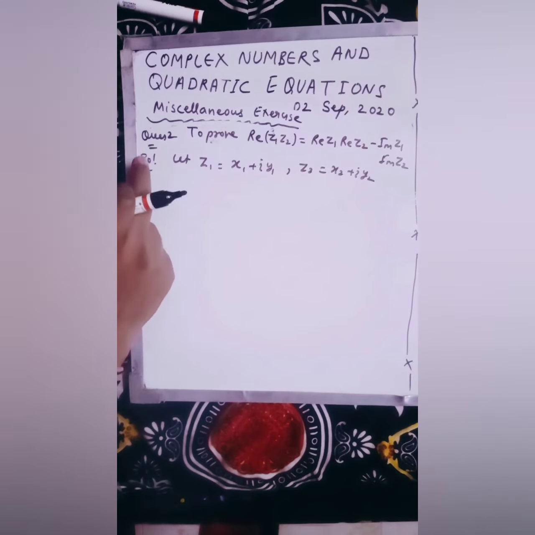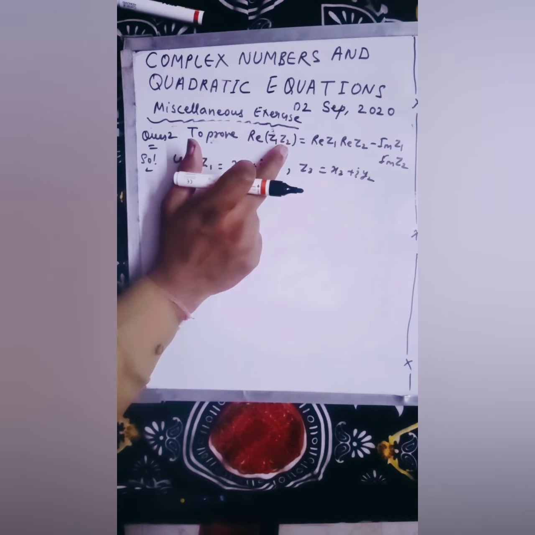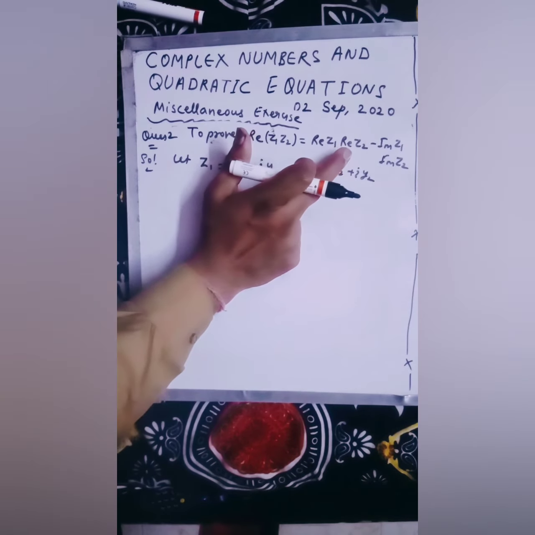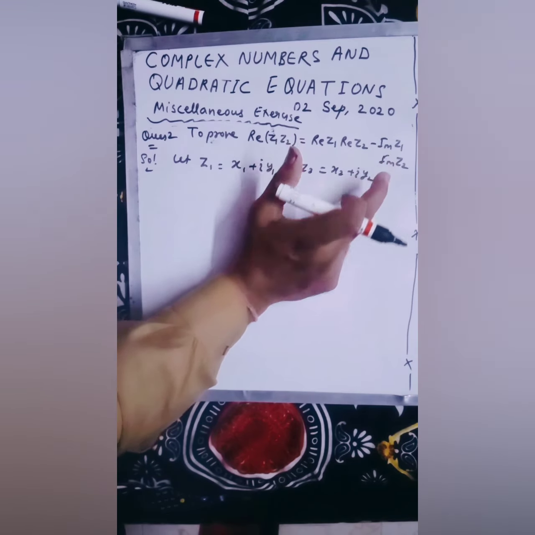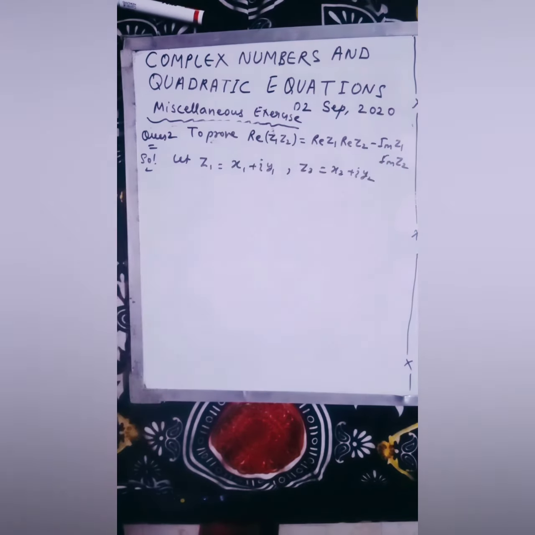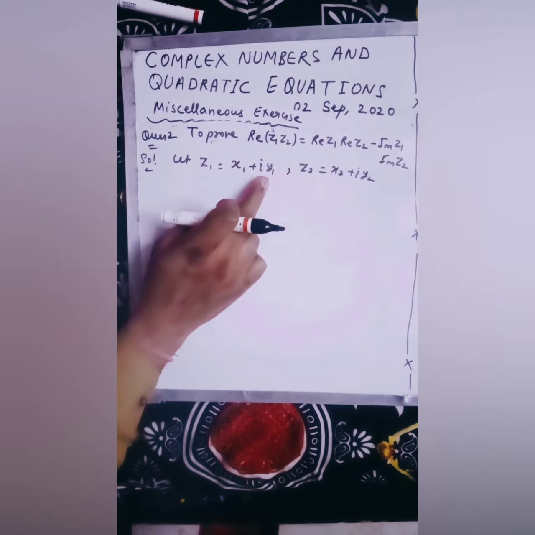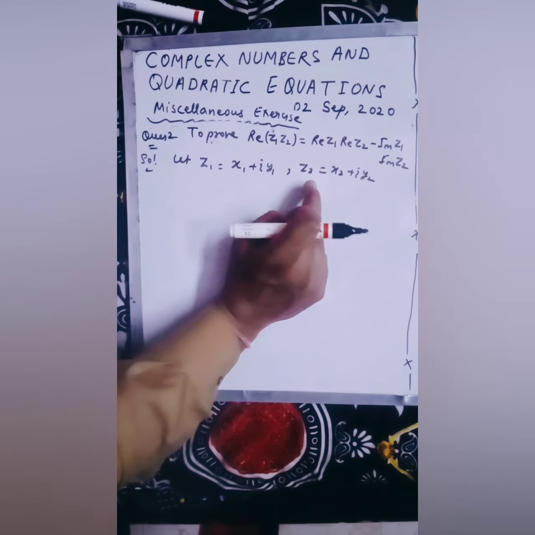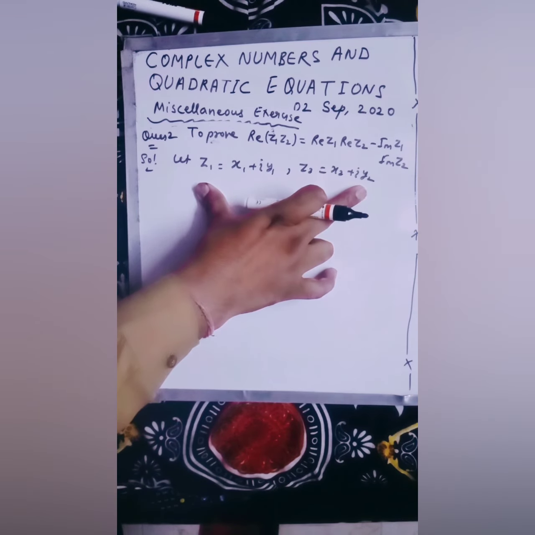Now this is question number 2 of the miscellaneous exercise. In this exercise we have to prove that real part of z1 z2, the product z1 into z2, is equal to real z1 into real z2 minus imaginary z1 into imaginary z2. To prove this I am assuming that z1 is x1 plus iota y1, any complex number, and another complex number z2 is equal to x2 plus iota y2. So these are two complex numbers.